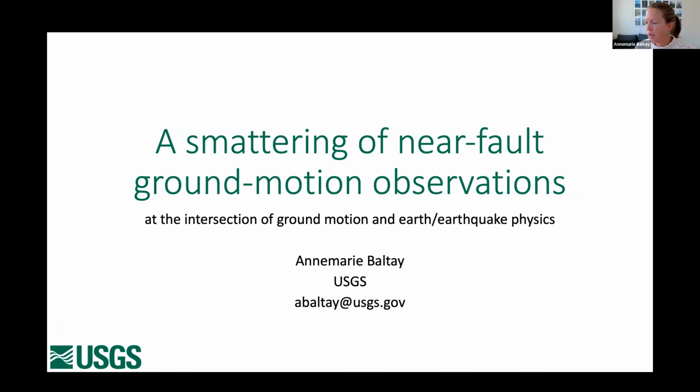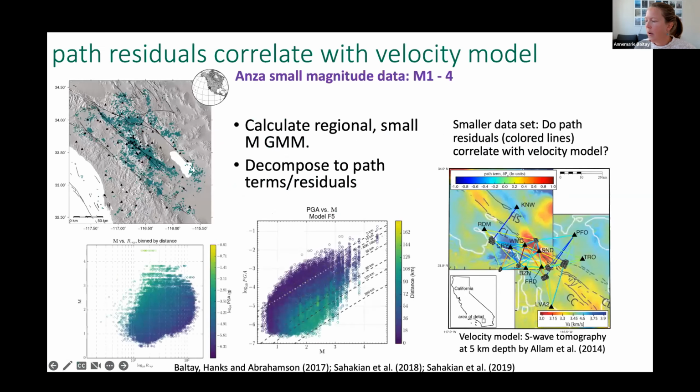Let's see. Okay, so first example, this is work that Valerie Sahakian did really, using small magnitude data in ANZA. And I just want to highlight, you all asked a question about what we can do with the small magnitude data. So this is a good example. These are the data set of magnitude 1 through 4 earthquakes. Real briefly, in the map on the left and the magnitude versus distance plot, Valerie created a regional small magnitude ground motion model and then decomposed that into path terms.